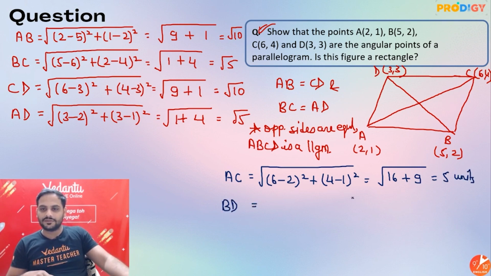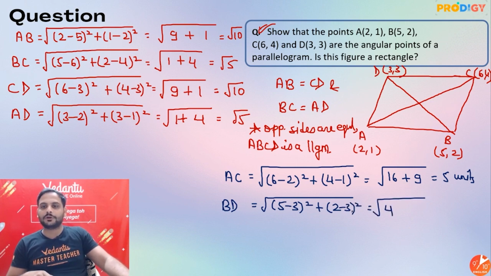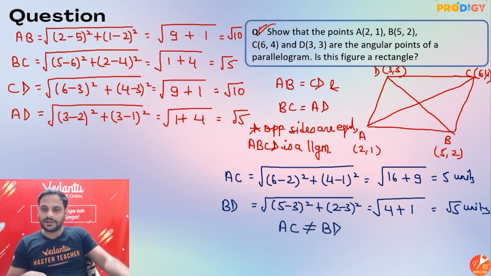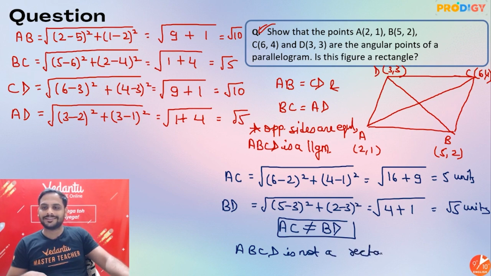So BD will be square root of 5 minus 3 whole square plus 2 minus 3 whole square. 5 minus 3 is 2, 2 square is 4, 2 minus 3 is -1, -1 square is +1, which is √5 units. So guys, I can clearly say that AC is not equal to BD, and that is why I can say ABCD is not a rectangle.